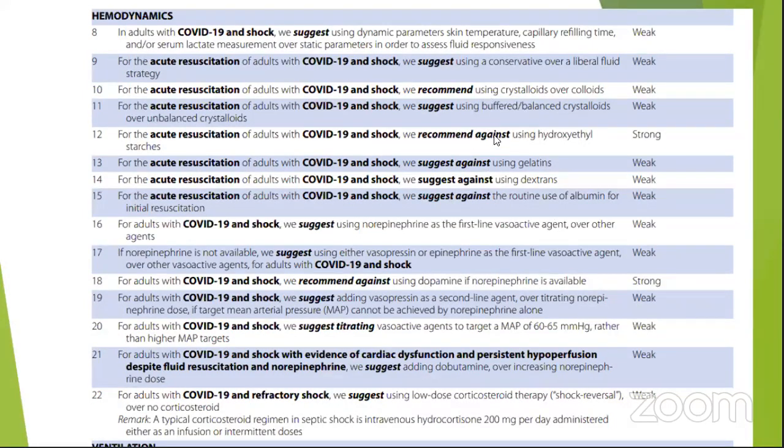Just to remember, there are some types of fluid that they are not recommending to be used, like starch. Starch is not recommended to be used. In refractory shock, like when the patient requires more than 2 inotropic or vasopressor supports, we can start some steroids, either as infusion or boluses, 200 milligrams per day in total.